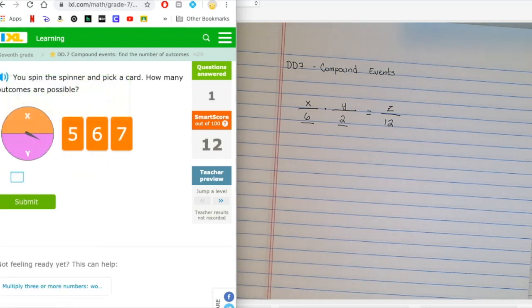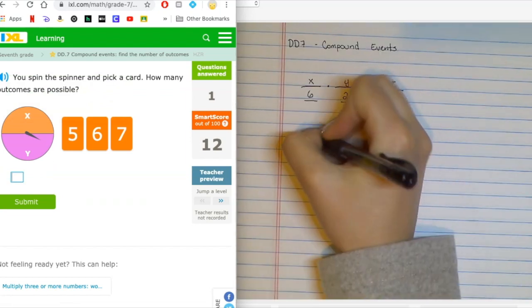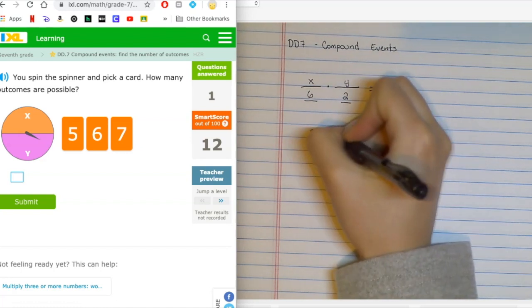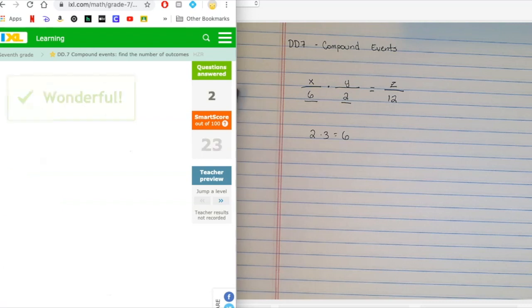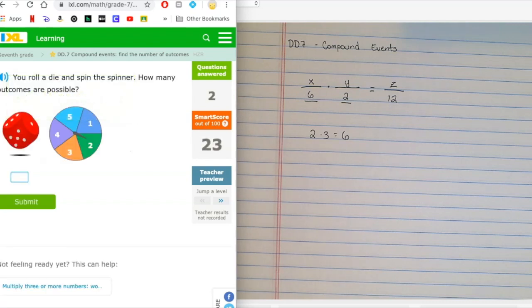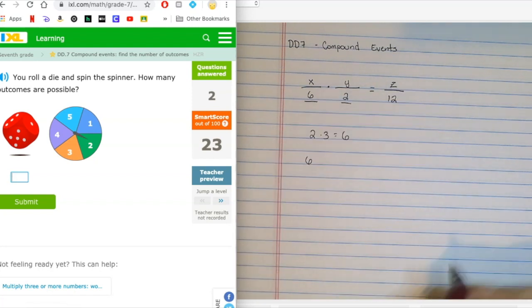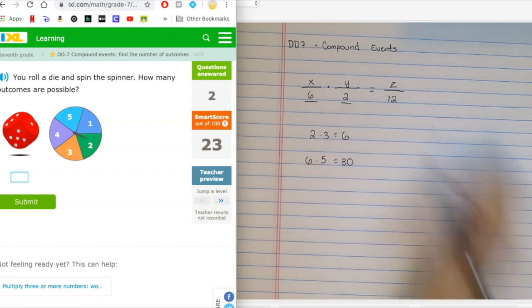Let's do another. We have a spinner with only 2 options, and we have 3 cards. 2 times 3 is 6. Really shouldn't be too difficult at this stage, but let's see if they get more complicated. We have a die which has 6 outcomes, and we have a spinner which has 5 outcomes. We'll multiply, and the total number of outcomes is 30.